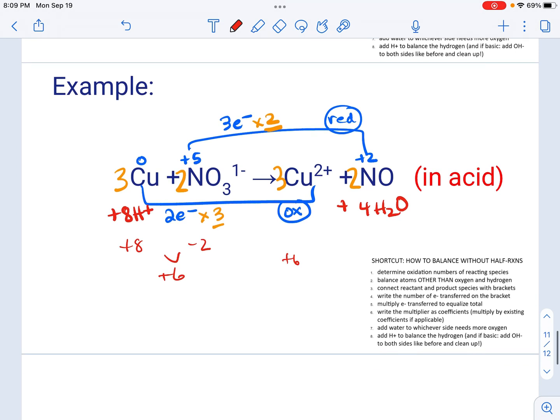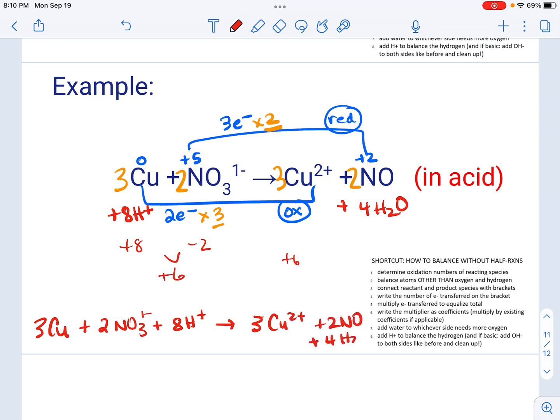So I'm done. I'm going to rewrite this because it's kind of a mess. But I got 3Cu plus 2 NO3 1 minus yields 3Cu2+ and 2 NO. Oh, sorry, I forgot my hydrogen and my waters, let me start over. I have 8 hydrogen ions on the left, and then I have 3Cu2+ and 2 NO and 4 water on the right. So I ran out of space there, sorry, but what I have is that as my equation.